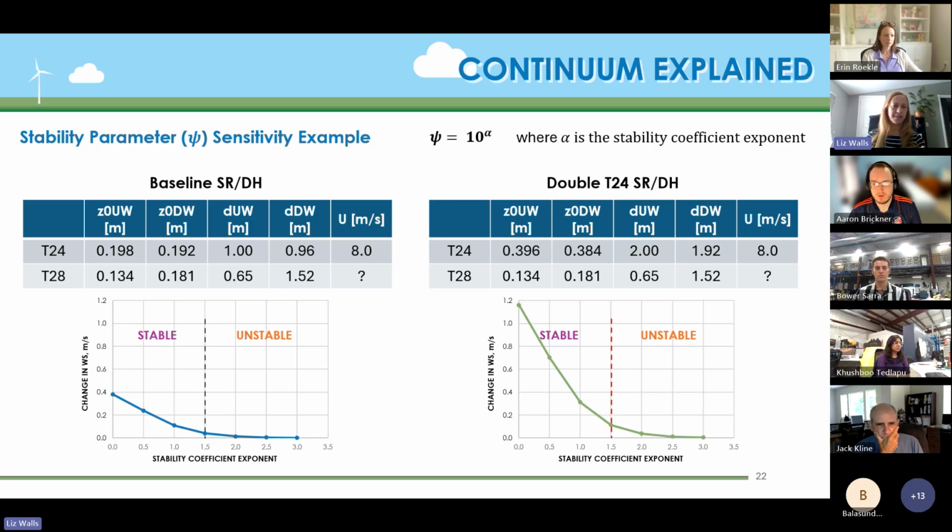And so as you can see, as the stability coefficient reduces, as it goes to the left, the change in wind speed increases. And just know that a lower stability coefficient represents a more stable atmospheric condition. Another way to think about this, so Aaron talked about the blob of air wanting to move upward. You know, there's a lot of vertical mixing in unstable air versus stable conditions.